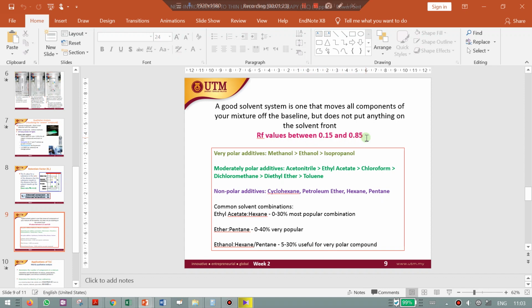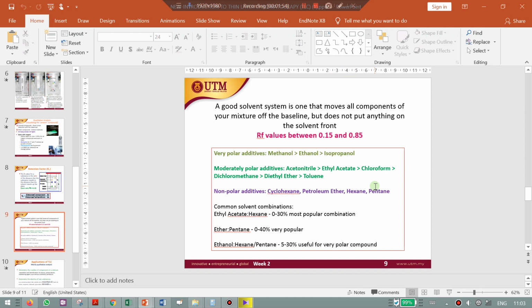Okay, because if too low is not really good, too high is not very good as well. Maksudnya akan ambil masa yang terlalu lama lah. Okay, here are some examples of solvent polarity for TLC. You can use polar protic solvents, methanol, ethanol, isopropanol, and you can use moderately polar additives, acetonitrile, and so on, and nonpolar additives, cyclohexane, and so on.